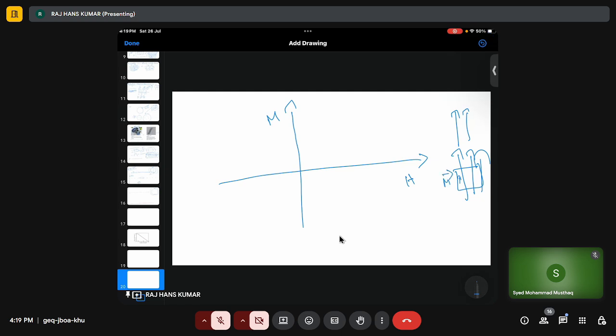Hysteresis loop, right, sir? Sorry. Yeah, hysteresis loop.